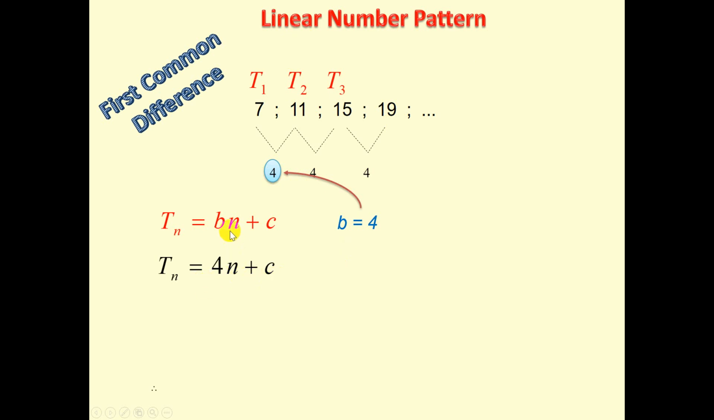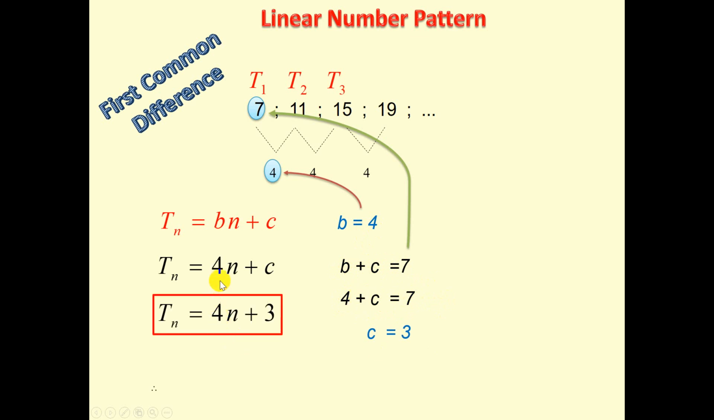Now, if we substitute n, which is 1 in term 1, in this, we will get b times 1 plus c, which is b plus c. And that has to be equal to 7, which is our first term. So we have an equation b plus c is equal to 7. We're going to replace b with 4. And we have 4 plus c is equal to 7. Taking 4 on the other side, it becomes negative. 7 minus 4 is 3. And that gives us our formula 4n plus 3.